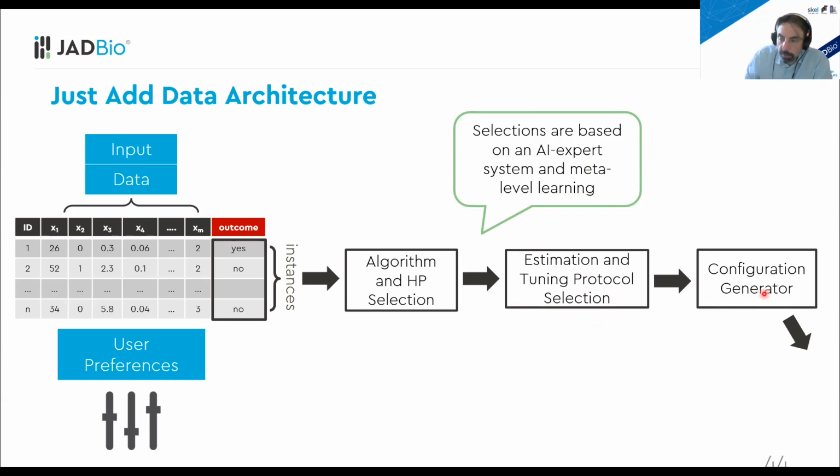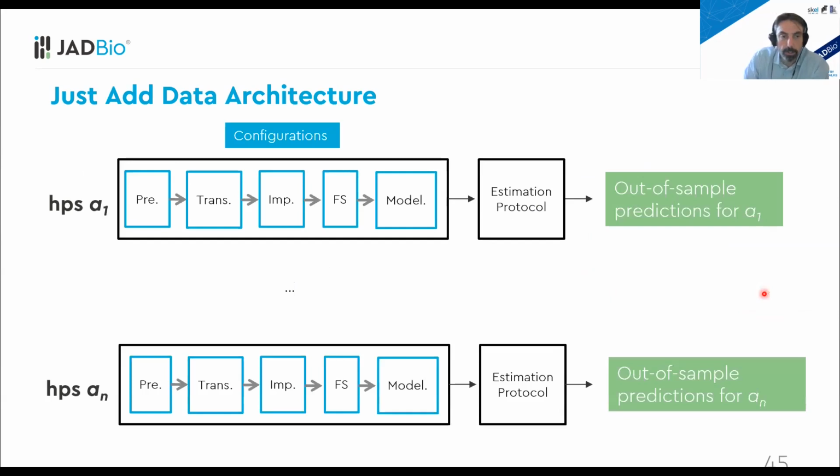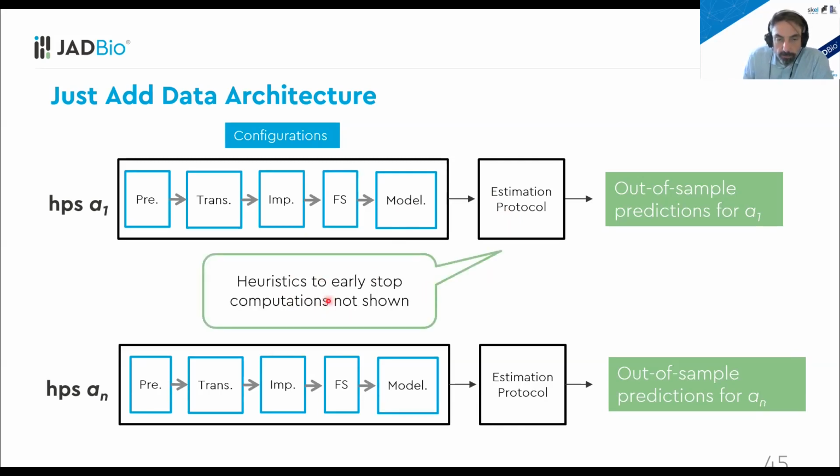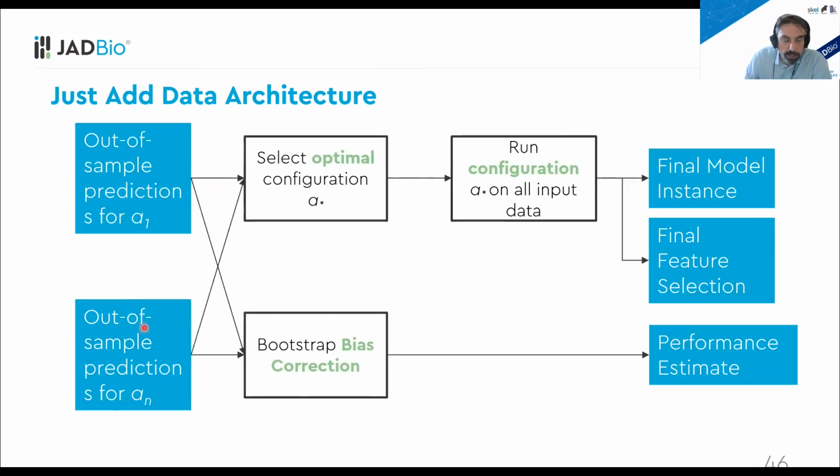And then the configuration generator generates all these pipelines and starts trying them. So we have different configurations with steps like preprocessing, transformations, imputation, feature selection, and finally modeling. And we feed these pipelines into the estimation protocol, let's say cross-validation. We try them all. Let's not forget, we also have these heuristics to stop computations early. And we gather, we'll see why, the predictions stemming from the models of these configurations on the test sets. Based on these predictions, we can figure out which one, on average, predicts the outcome more accurately on new unseen patients.